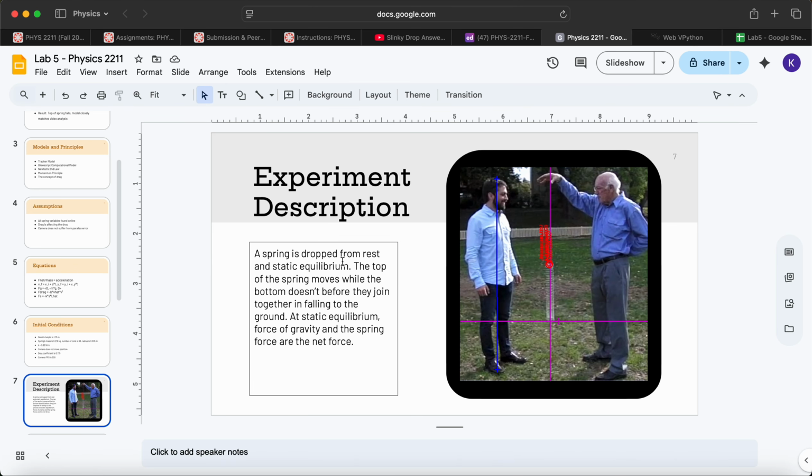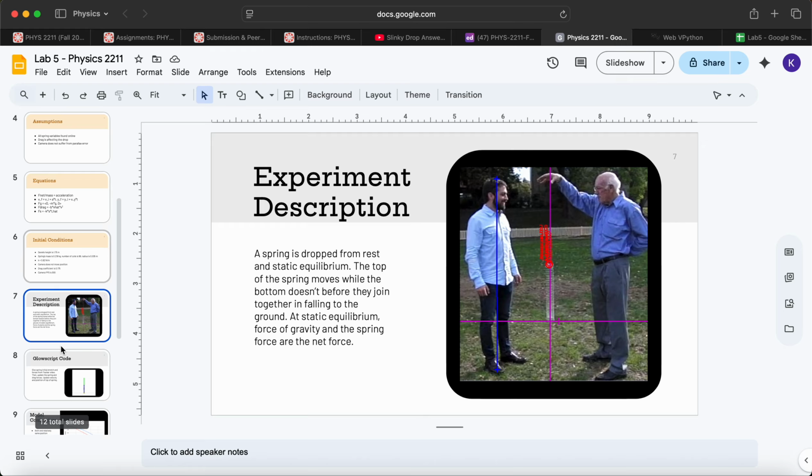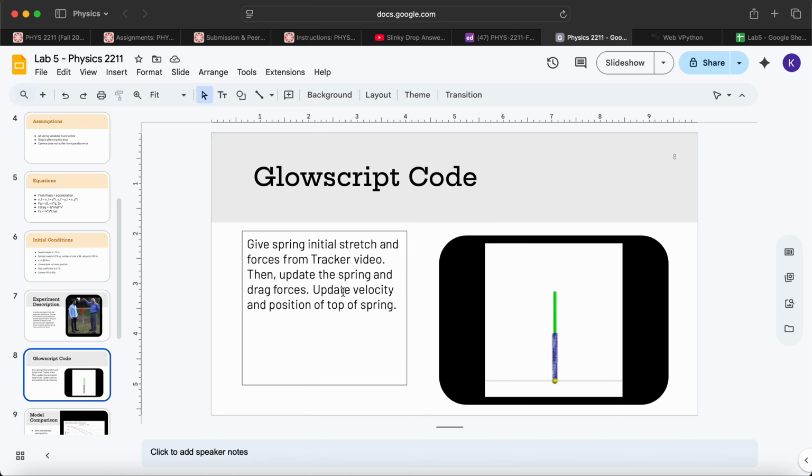In the video, we see that a spring is dropped from rest in static equilibrium. The top of the spring moves while the bottom doesn't, before they join together and fall to the ground. At static equilibrium, the force of gravity and the spring force cancel, so the net force is zero. In our GlowScript code, we do the same thing. We give the spring an initial stretch and forces from the Tracker video.